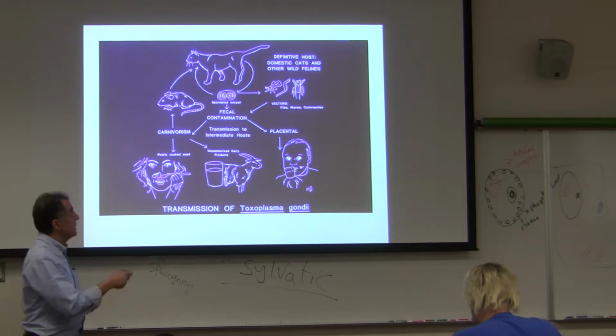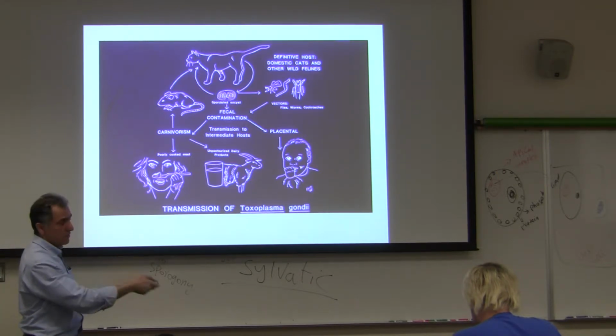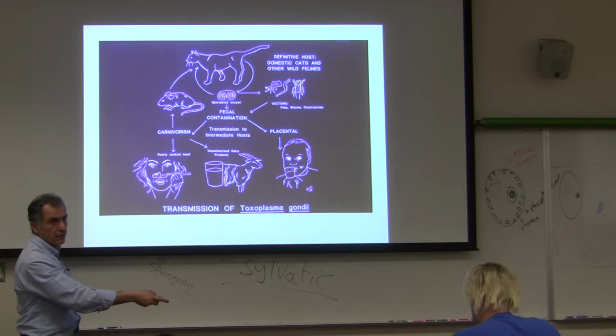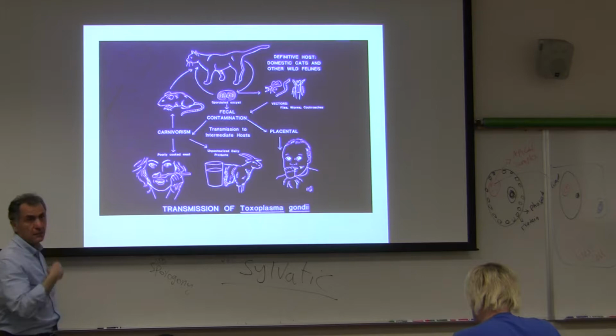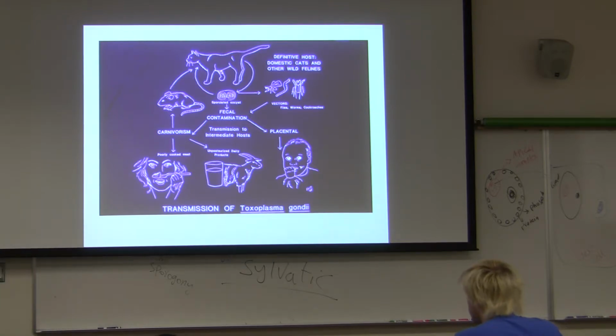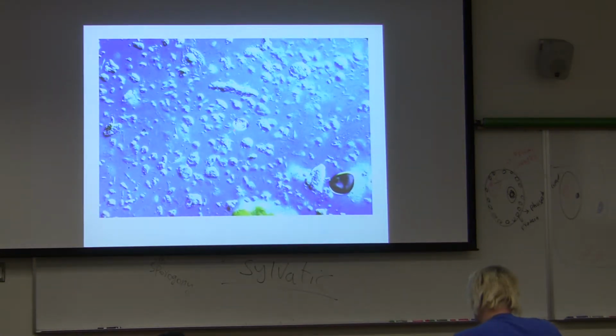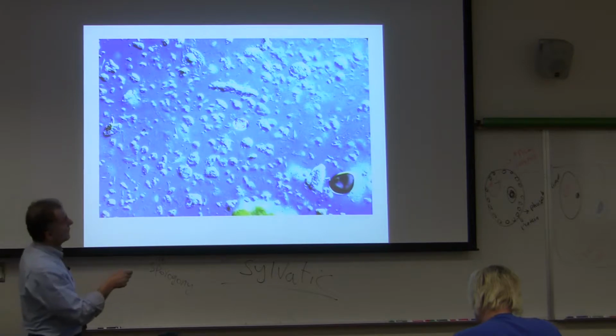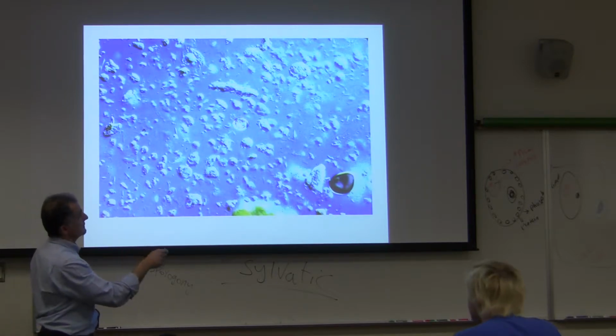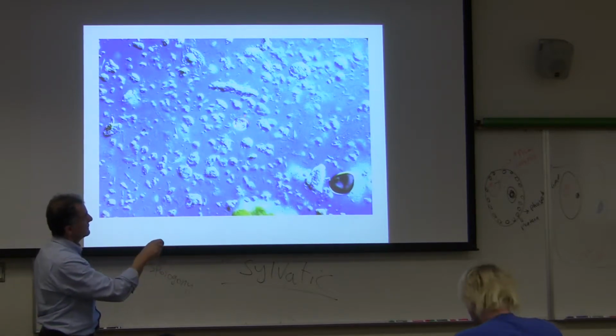We go gardening, and when you're gardening, you don't know if a cat pooped there or not, so you inhale the oocyst from the gardening and you become infected. Here is the oocyst, right here in the cat feces. The rest is cat feces, and this is the oocyst.